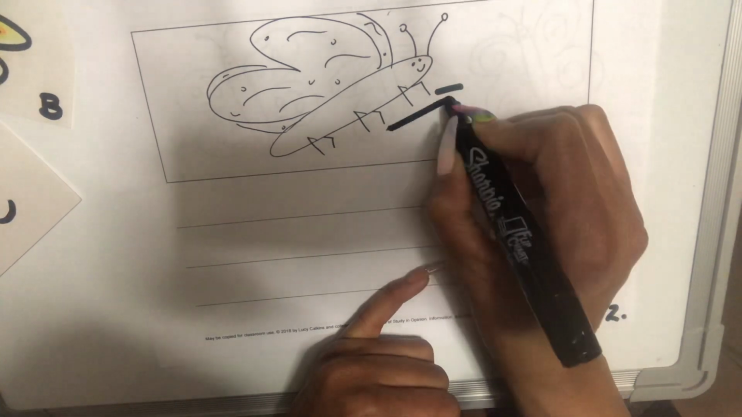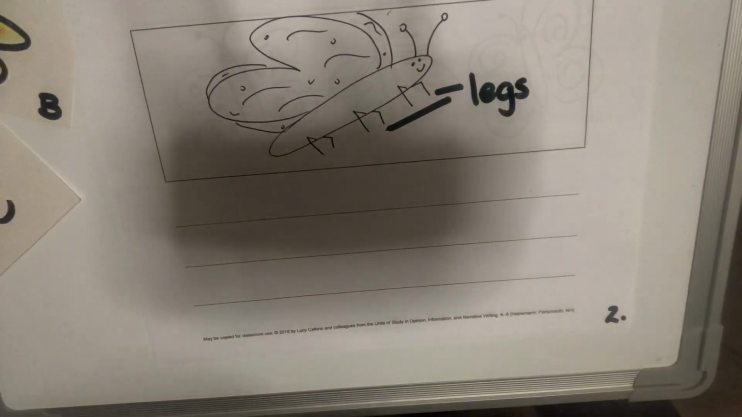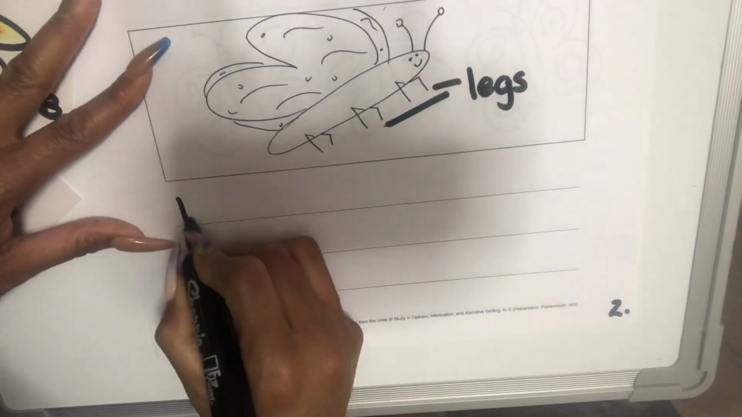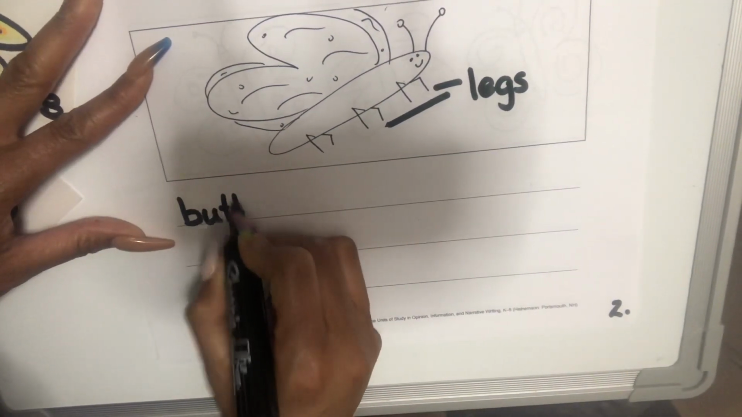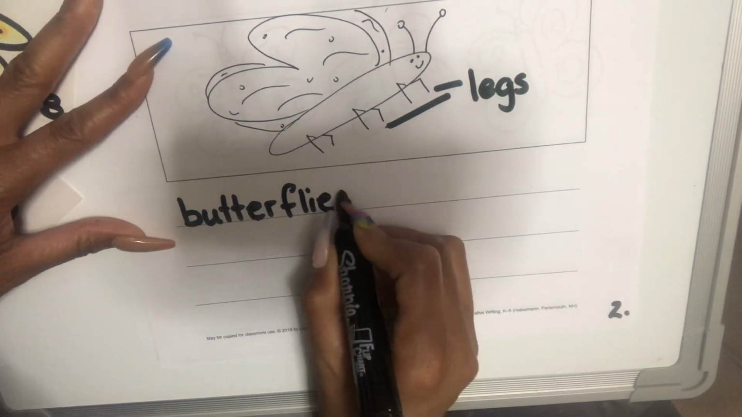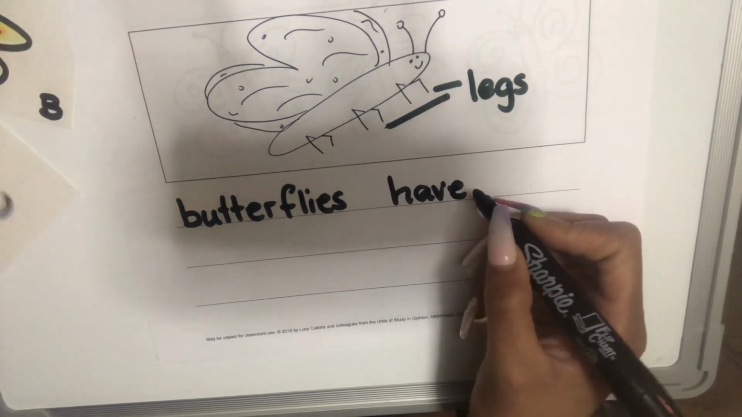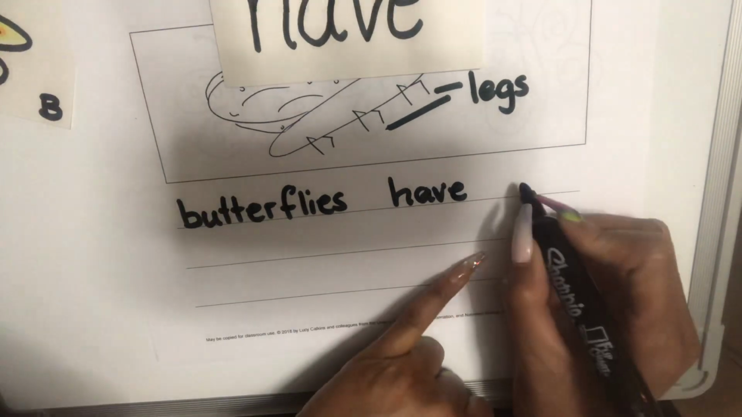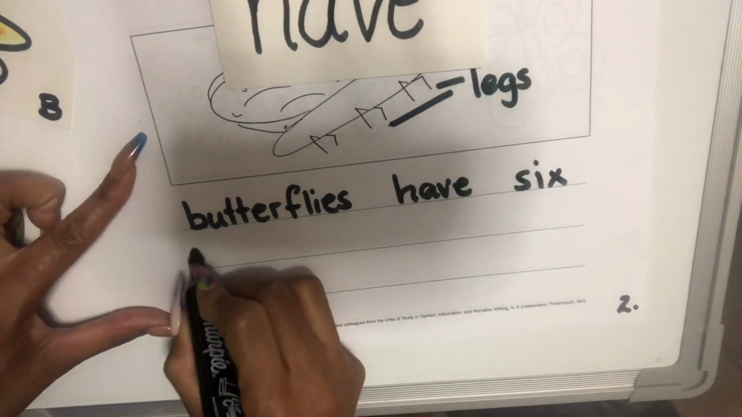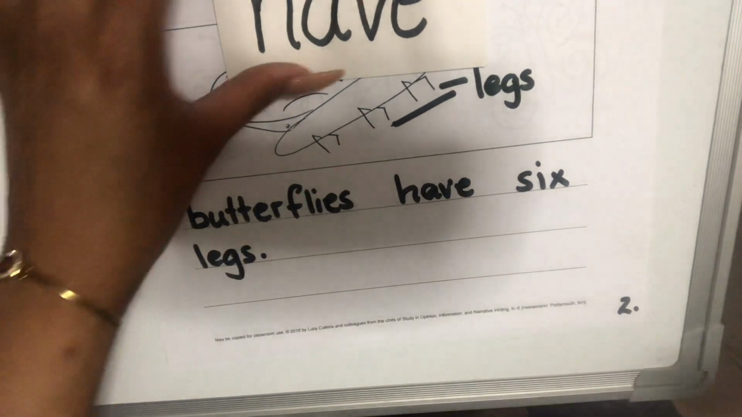Legs. Well, not many. 6, because we just counted it. And I drew my picture so I remember. So butterflies have, that's my sight word for this book, have 6, and we counted 6 legs. Period.